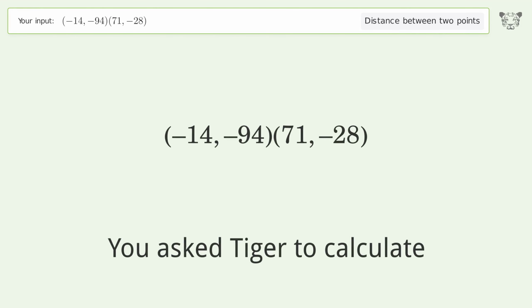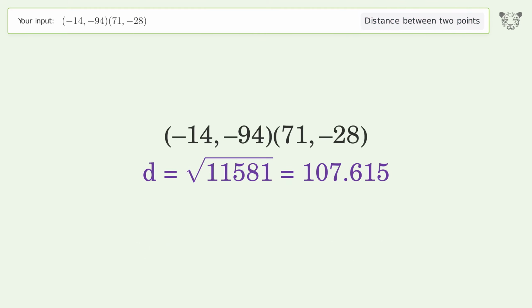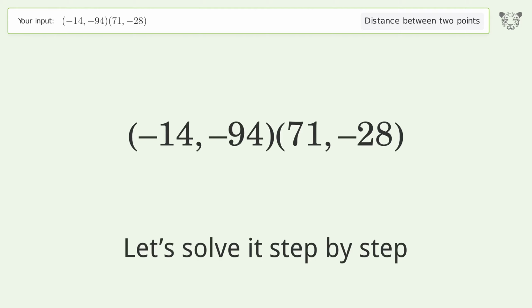You ask Tiger to calculate. This deals with the distance between 2 points. The distance between the 2 points is the square root of 11,581, or 107.615. Let's solve it step by step.